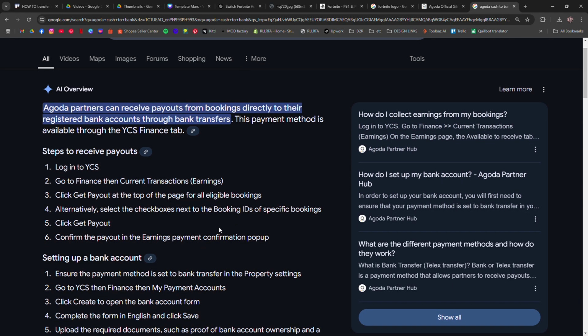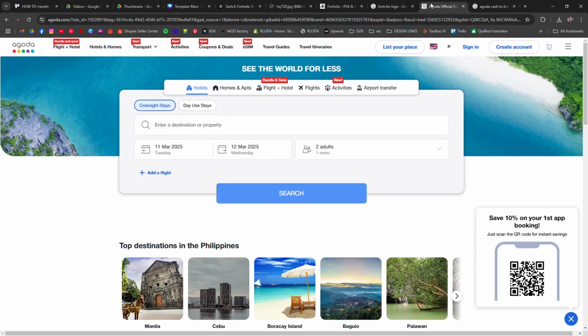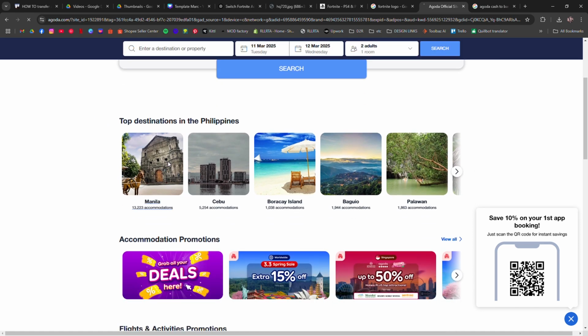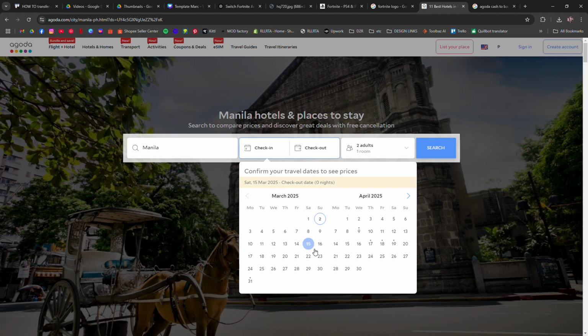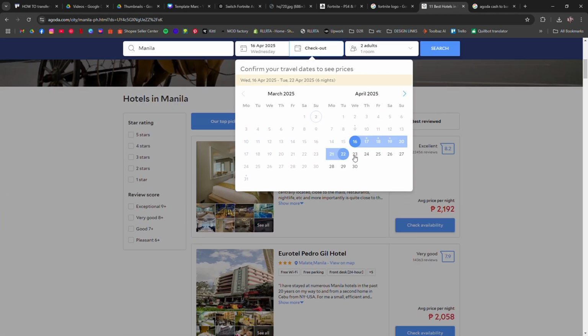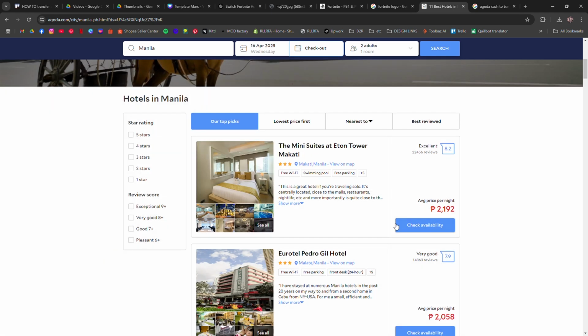First, you can try refunding a booking. Use Agoda Cash to book a refundable hotel. Cancel within the refund period. If Agoda refunds to your original payment method, you might get cash instead of Agoda Cash.